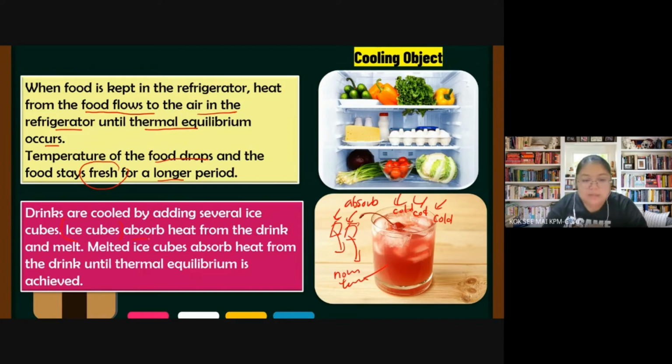The ice cube absorbs heat from the drink and also from the surrounding, and finally melts. So the melting ice cube absorbs the heat from the drink. Now the drink has cooled down because the heat has been absorbed by the ice. So finally, thermal equilibrium is achieved: the drink and the ice have exactly the same temperature.